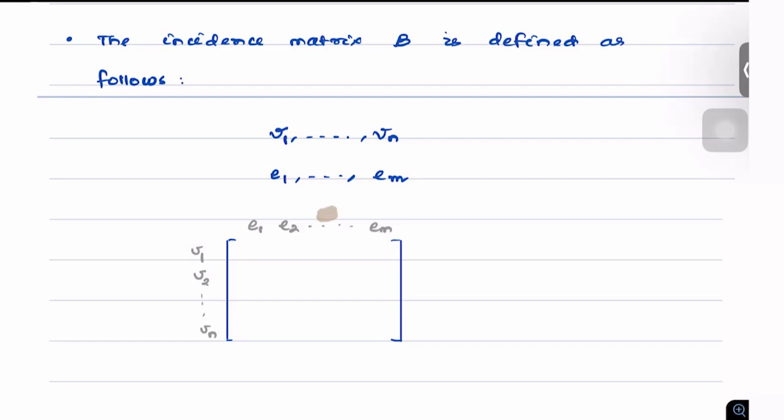Now, let us focus our attention on the kth column. Obviously, it pertains to the kth edge in the network. And let us look at some ith vertex.